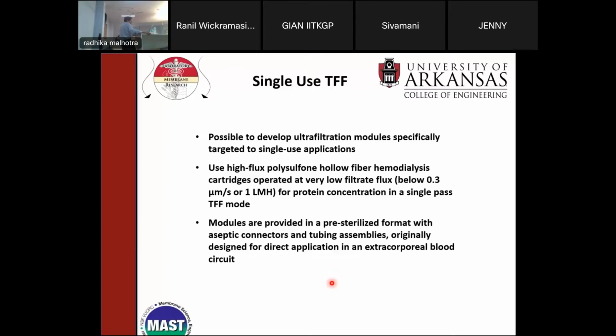The modules are in sterilized format with aseptic connectors, using tubing designed for extracorporeal blood circuits. Let me just try and explain this. Before this, we were talking about single-use devices, not necessarily for continuous biomanufacturing. They are single units, but just single use.